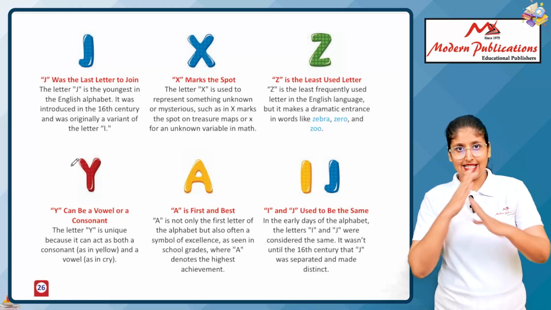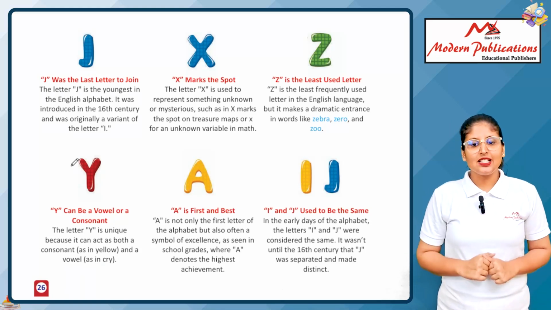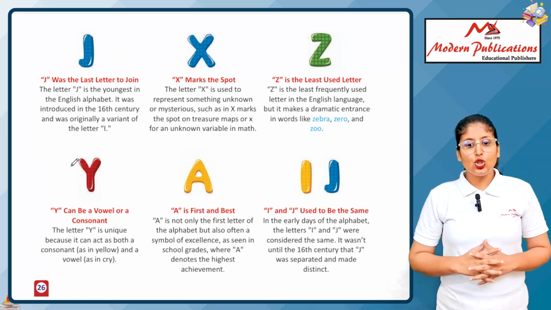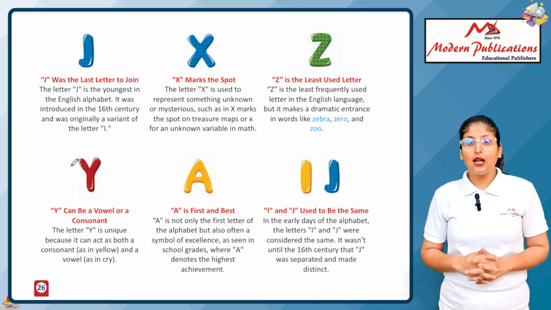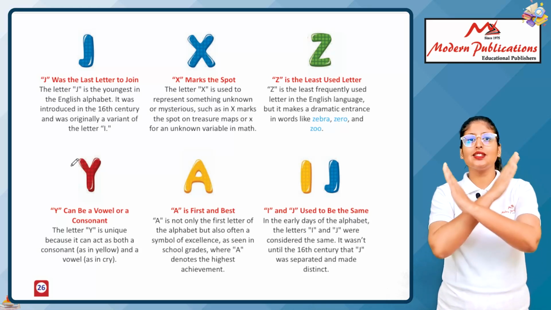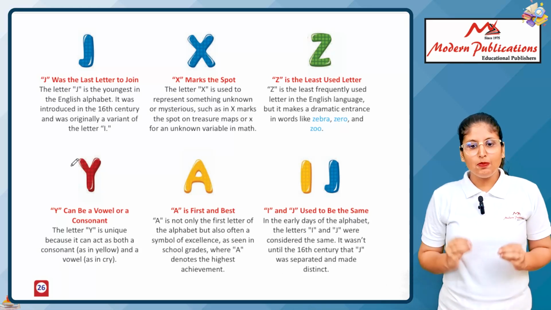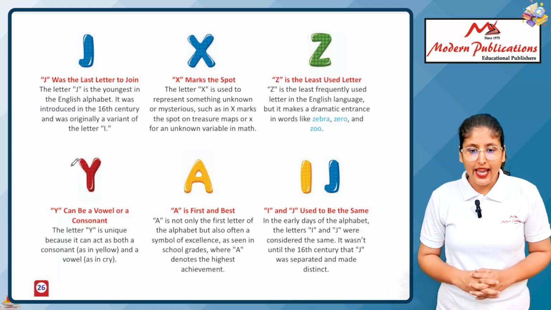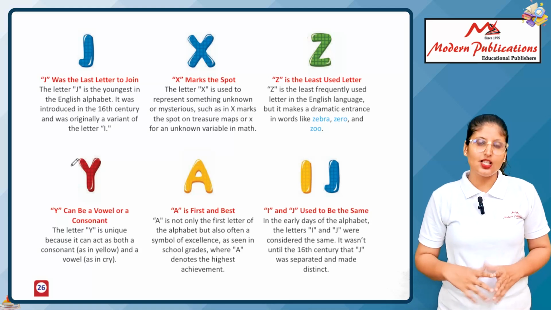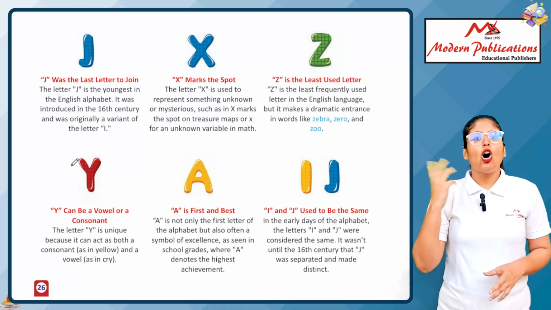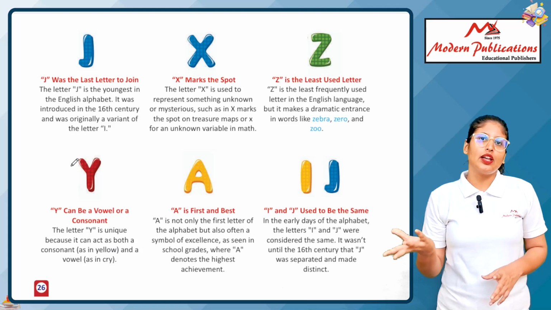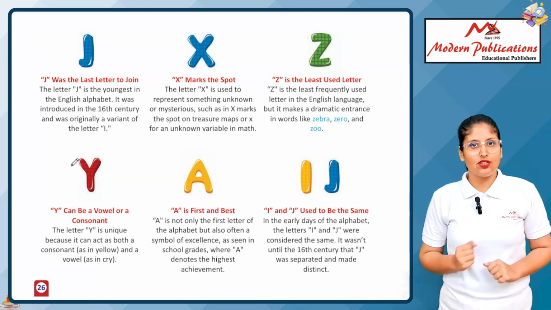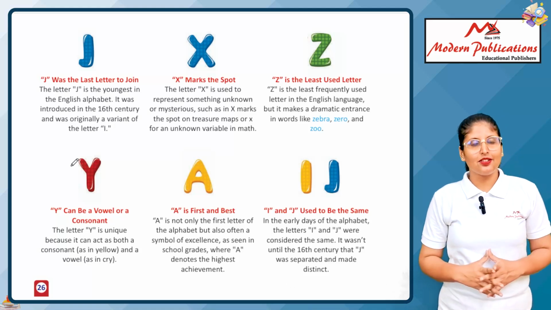Next is X. X marks the spot. The letter X is used to represent something unknown, something mysterious or dangerous, such as X marks the spot on treasure maps, or X for an unknown variable in maths. In maths also we use X, or if you want to indicate some dangerous substances or something like that, then also we put this letter X. Letters have different uses.